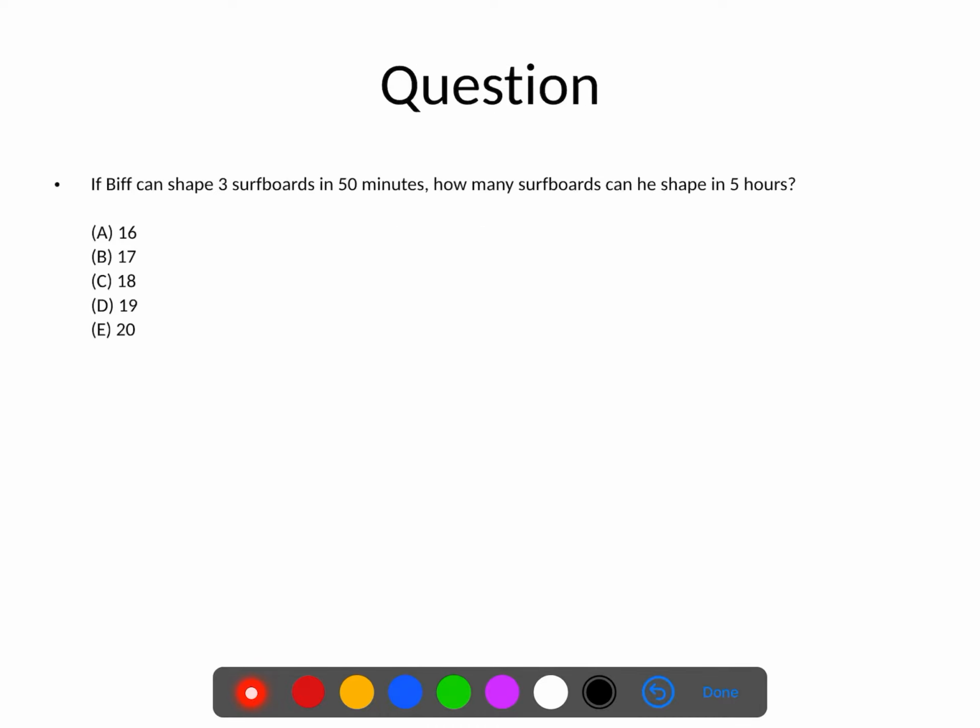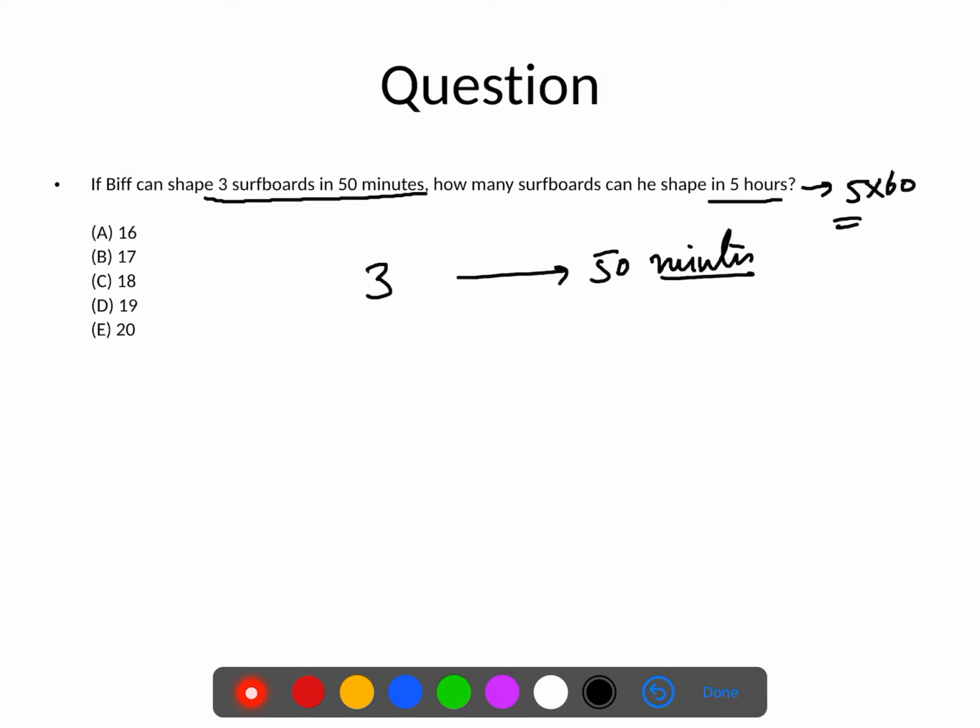Let's see. Biff can shape 3 surfboards in 50 minutes. So 3 boards in 50 minutes. How many can he shape in 5 hours? 5 hours means 5 into 60, 300 minutes. For example, in 50 minutes he does 3. So if you take 100 minutes, 100 is 50 into 2, he'll do 3 into 2, 6.